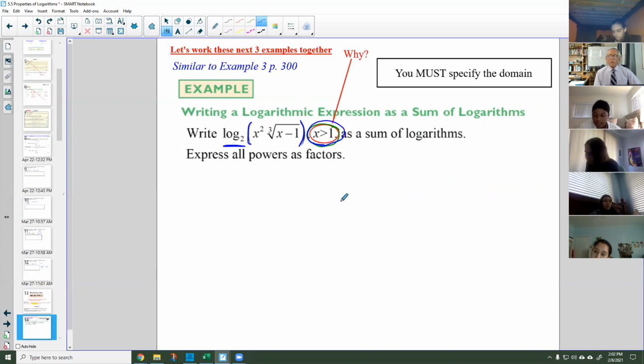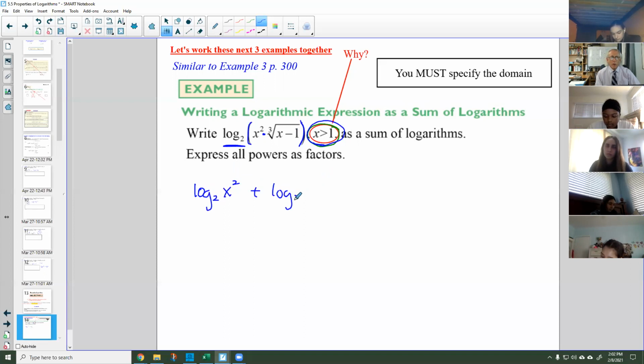So I want to write this as a sum of logarithms. I want to expand it. Can you see that I have a product here, x squared times the cube root of x minus 1? Can you see that? Yes? Okay, so I'm going to start with my property number 1. And I'm going to go log base 2 x squared plus log base 2 cube root of x minus 1. So this was property 1.